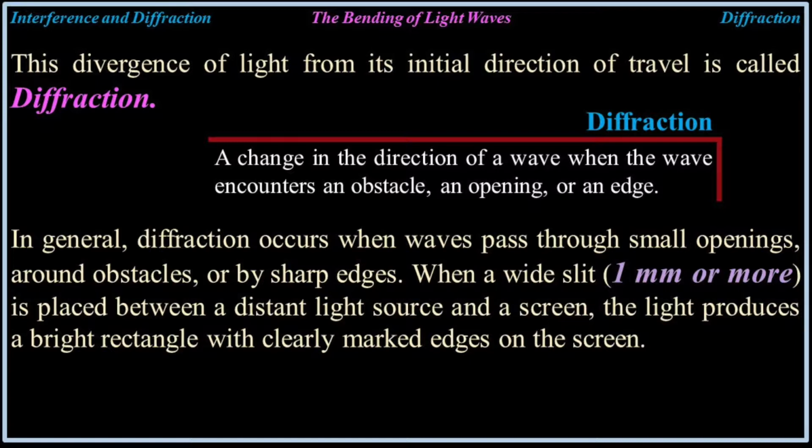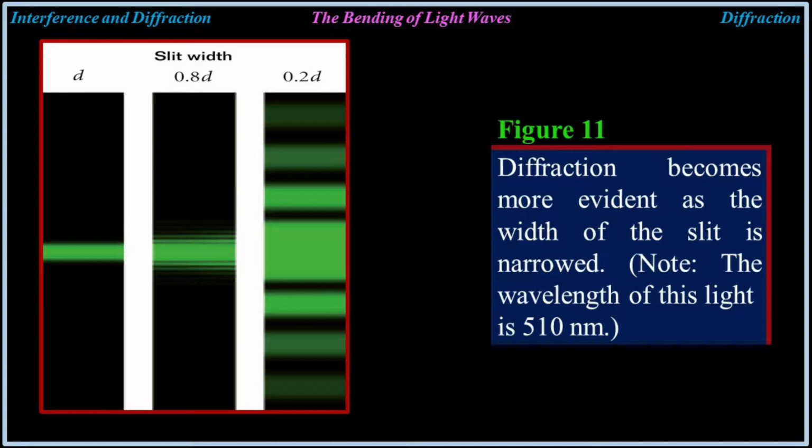When a wide slit, 1 millimeter or more, is placed between a distant light source and a screen, the light produces a bright rectangle with clearly marked edges on the screen. Figure 11: diffraction becomes more evident as the width of the slit is narrowed. Note the wavelength of this light is 510 nanometers. Study this figure carefully.